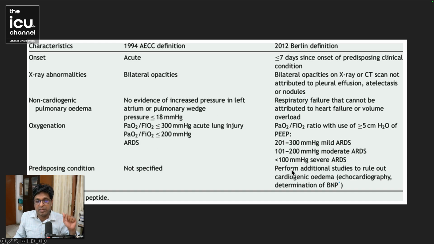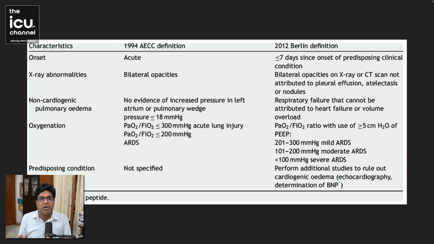While the Berlin definition says that there should be a predisposing condition. It should be within 7 days of onset. On X-ray or CT, it should not have pleural effusion or atelectasis or nodules; you cannot attribute those shadows to them. Respiratory failure cannot be explained by heart failure or volume overload, and the mild, moderate, severe category was defined. So you can use echocardiography or pro-BNP to rule out cardiogenic pulmonary edema.